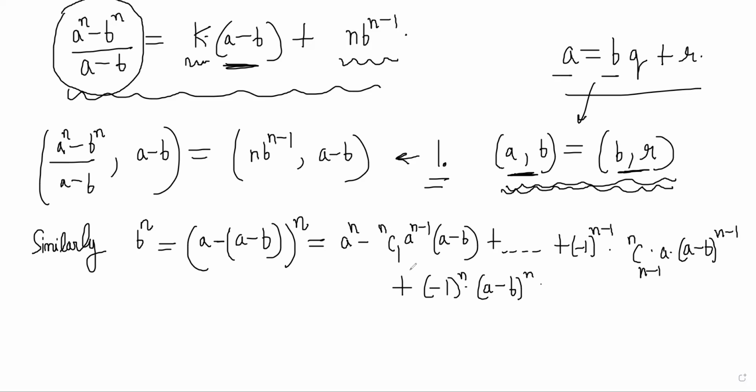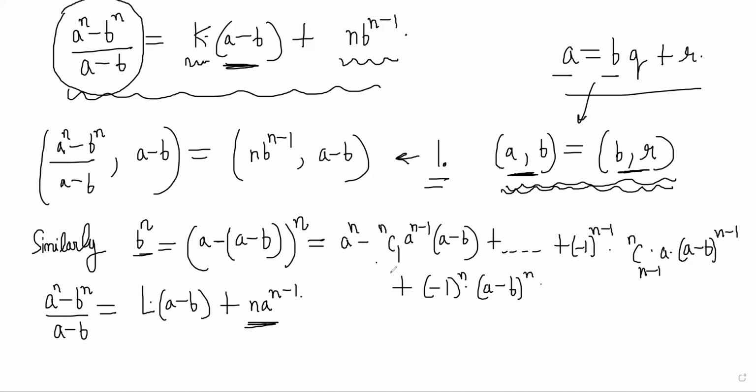We have written this binomial expansion in order to get a^n - b^n in a slightly different way now. So you will take b^n on this side and bring all the other terms to the other side, and you will be able to show (a^n - b^n)/(a - b) is equal to some L times (a - b) plus n times a^(n-1). How does this come? This comes from here. When you divide by a - b, you will get n times a^(n-1).